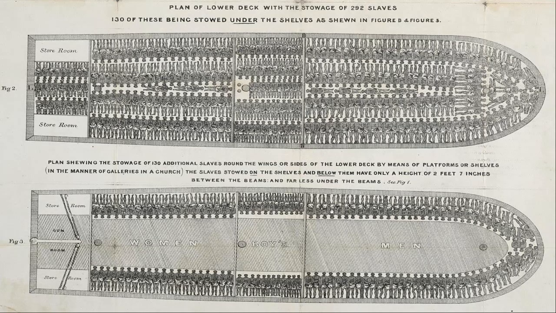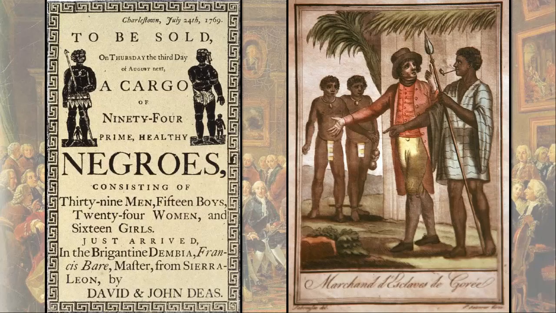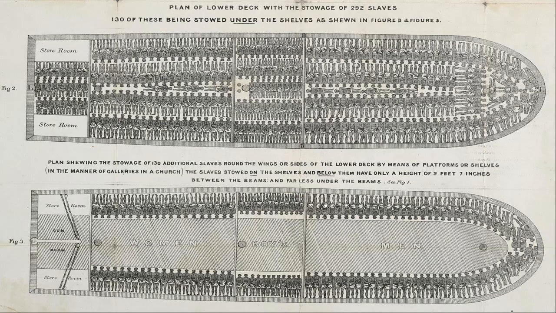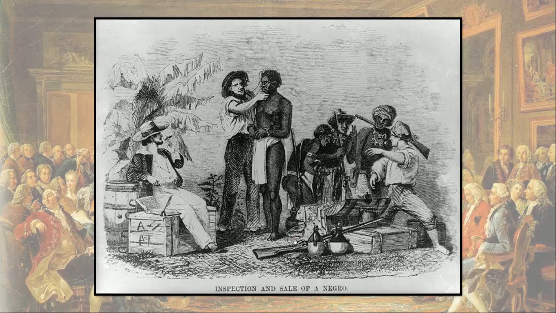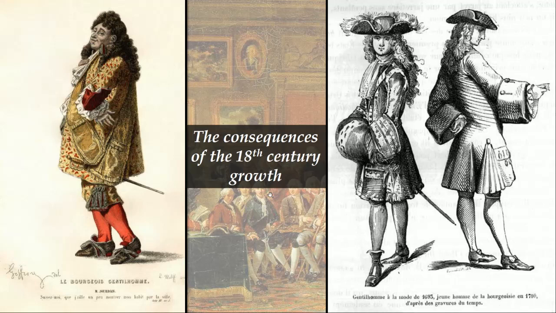And this is how this kind of trade, the black slave trade, was very profitable and made these merchants very rich. Here you can see a lot of them, this is how they were transported. These are some advertisements of Negro sales or some inspections. And what were the consequences of this 18th century economic and demographic growth?